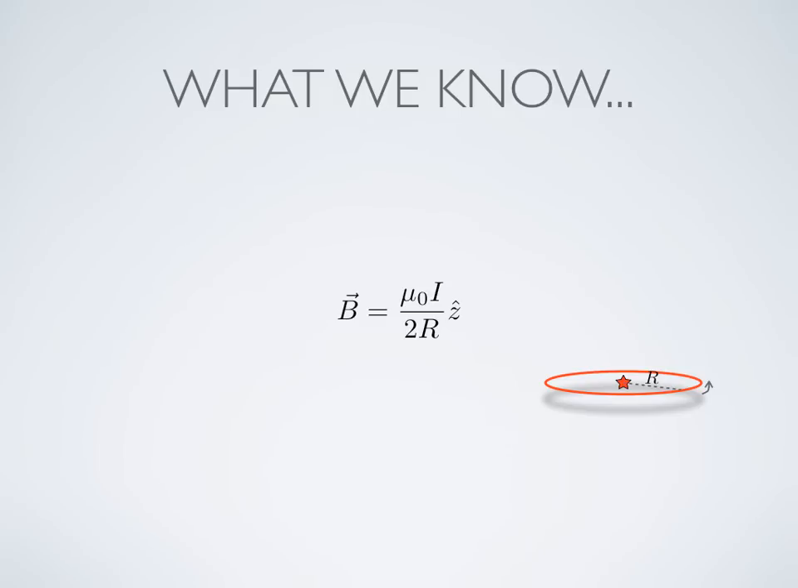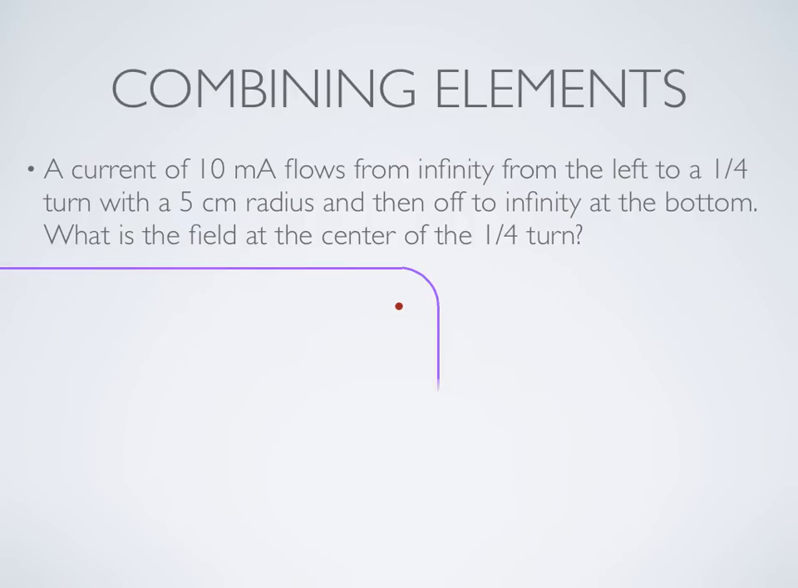Now I'm going to take advantage of this in just a second here, but let me give you an example of a kind of complicated path, if you will. Let's imagine that I've got a current that flows in from the left side of the screen. I'm standing there at that red dot. It does a button hook, if you will. It turns a quarter turn around me and then goes off to the bottom of the page and goes on to infinity that direction. So I want to try to figure out what the magnetic field is where I'm standing right there in the center of that arc.